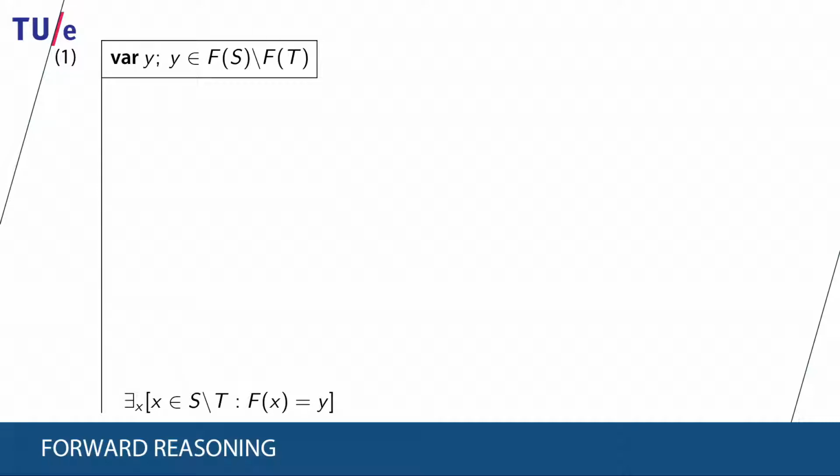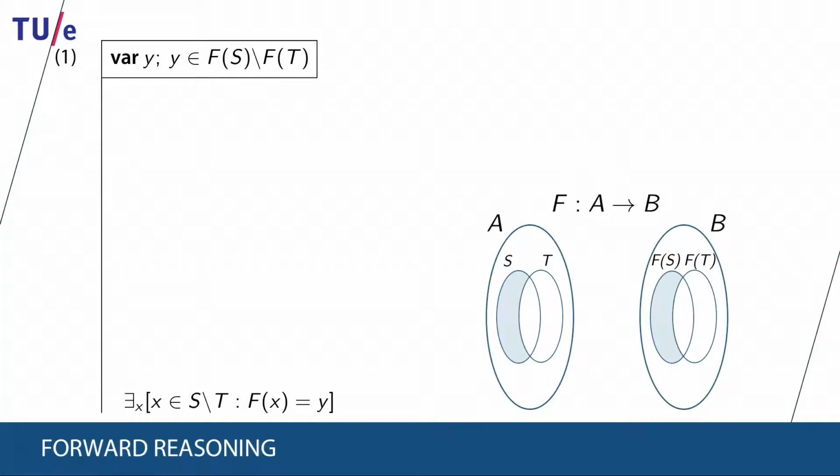This is usually a good moment to switch to forward reasoning mode. Perhaps a witness will naturally present itself. It is convenient to picture the situation. We have an arbitrary mapping F from A to B. We have two subsets S and T of A, and their images under F as subsets of B. Both the difference of S and T in A and the difference of the image under F of S and the image under F of T are colored blue.